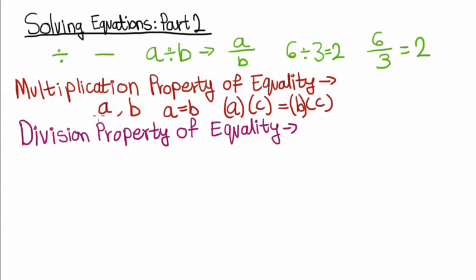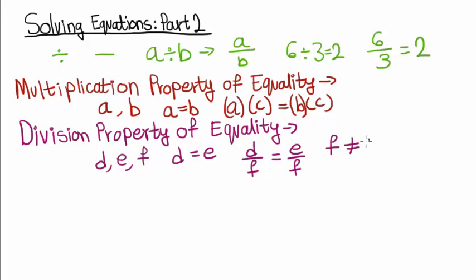Similar to the multiplication property of equality, let's go over the division property of equality. Let's say I have some number d, some number e, and some number f. If d and e are the same number, I can denote that as d equals e. Now, if I divide both sides of the equation d equals e by the number f, I can denote that like this: d divided by f equals e divided by f. One important thing to realize is that the variable f cannot represent the number 0, because division by 0 will give you an answer of undefined.